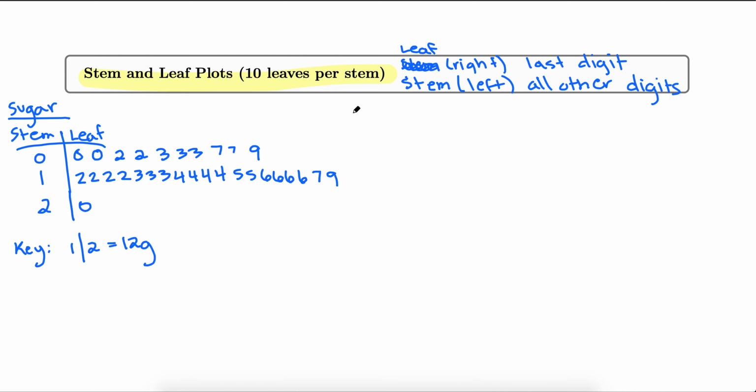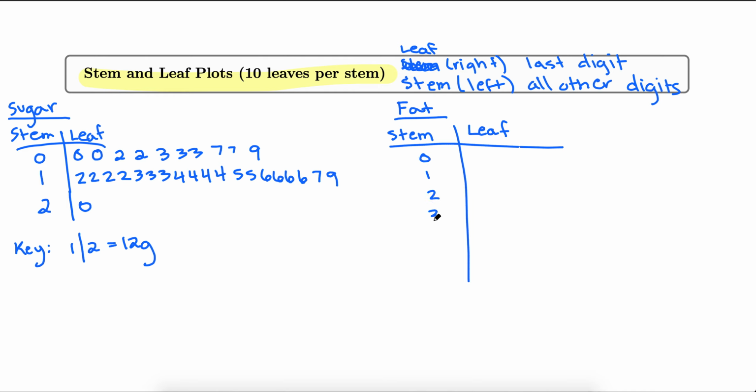All right, we can do the same thing for the fat content. If you look back and maybe even remember from our histogram, our fat content was anywhere from 0 grams of fat all the way up to 9.1 grams of fat. So I'm going to use the values on my stem of 0, 1, 2, 3, 4, 5, 6, 7, 8, and 9. And I mentioned that 9.1, so I'll go ahead and put that here, 9.1.